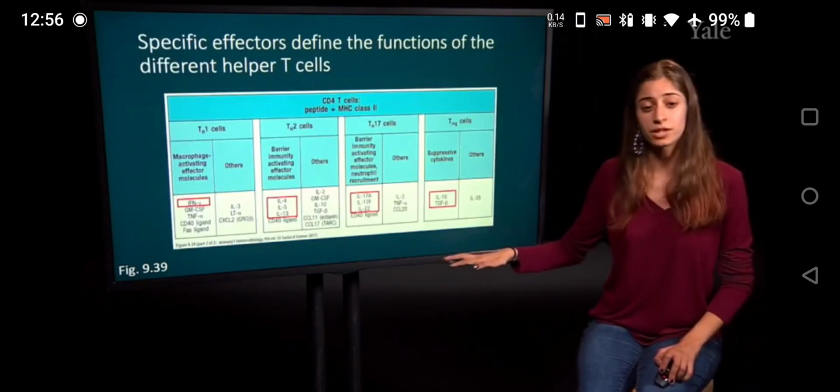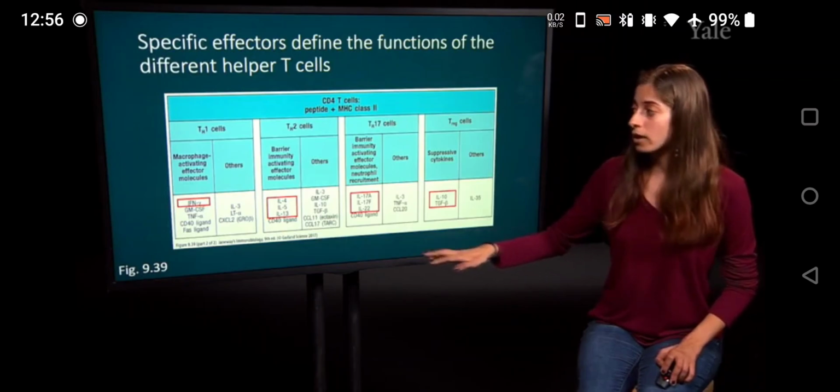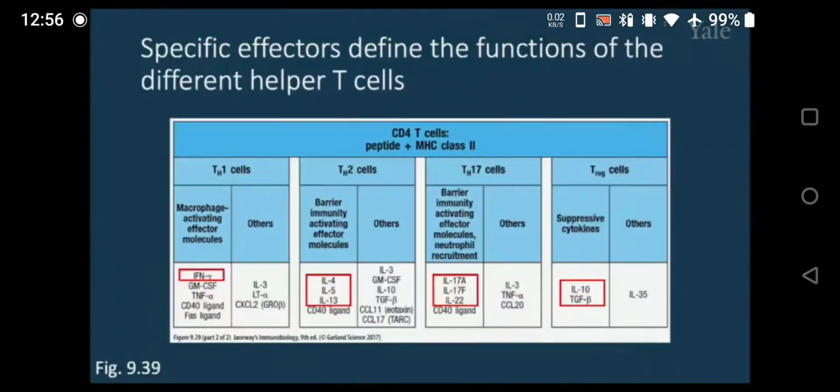So as I briefly mentioned before, once these cells have been induced, they'll secrete a different set of cytokines that will then allow them to mediate their effector function. Let's review some of those cytokines, and I'll point out the ones that are important for you to remember as you move forward in this course.